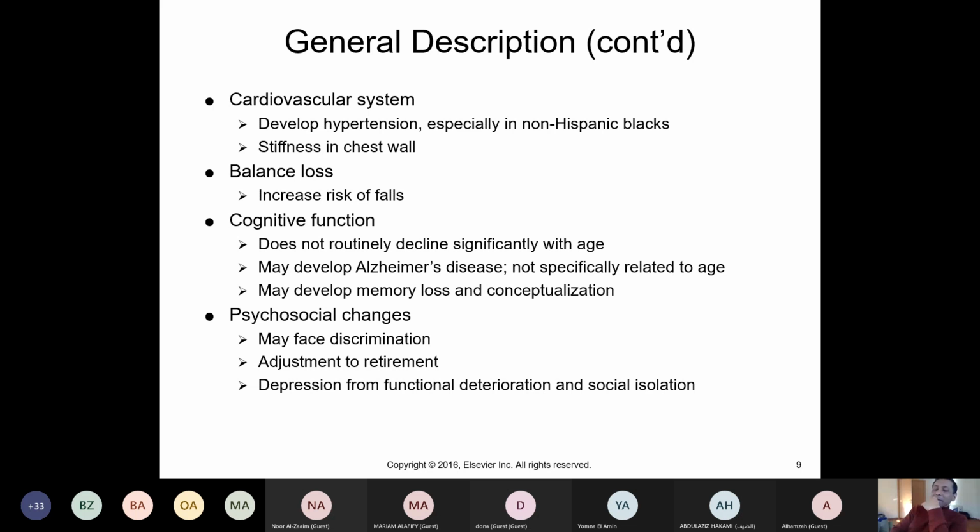What else is there? People may develop Alzheimer's. That's another issue. As you start increasing in age, the risk of developing Alzheimer's also increases. Memory loss starts to increase as well. You start to forget or be forgetful.